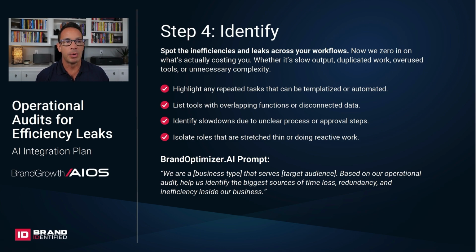So highlight any repeated tasks that can be created in templates or automated, list tools with overlapping functions or disconnected data, and identify slowdowns due to unclear processes or approval steps, and isolate roles that are stretched too thin or doing reactive work. And then I've given you another BrandOptimizer.ai prompt for step number 4.